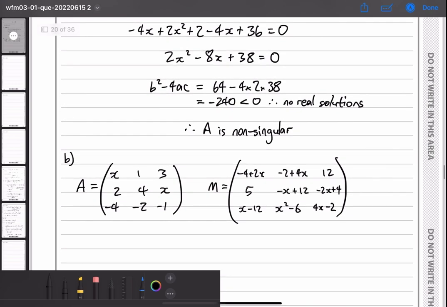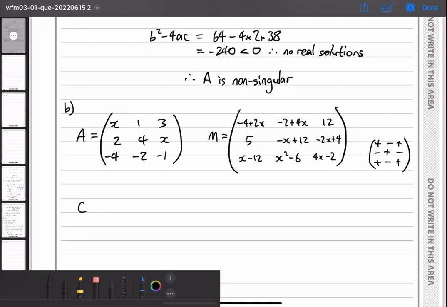Now we need to remember the pattern for the cofactors looks like this, telling you which ones to leave the same and which ones to make negative versions of themselves. So for C, we leave minus 4 plus 2x, minus x plus 12, 4x minus 2, 12 and x minus 12 all the same. Then here we've got 2 minus 4x, here 2x minus 4, here minus 5, and here 6 minus x squared.